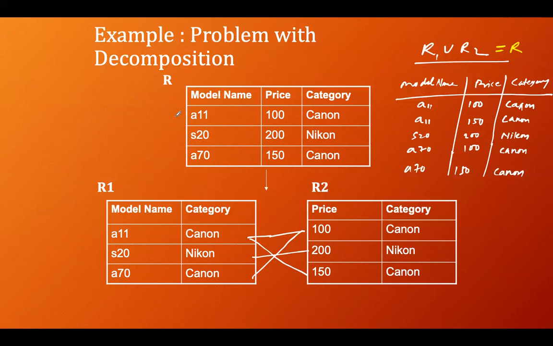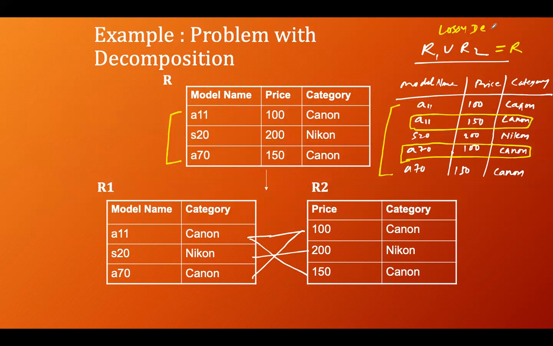This is R, in which we have only 3 data. Here we are getting 5 data. What are the data? That is extra data that we are getting. This is the data that is extra data, and this is the data which is extra data, and which is making your decomposition wrong or lossy. That is called lossy join or lossy decomposition.